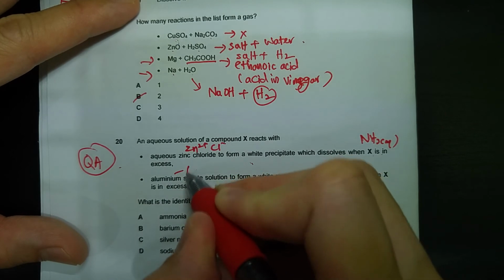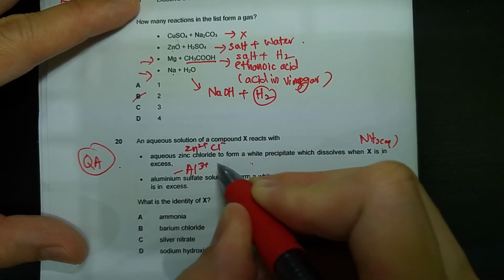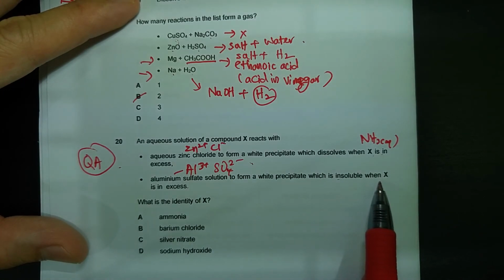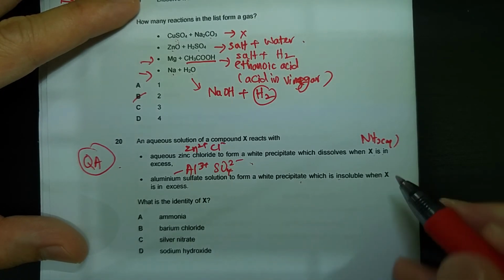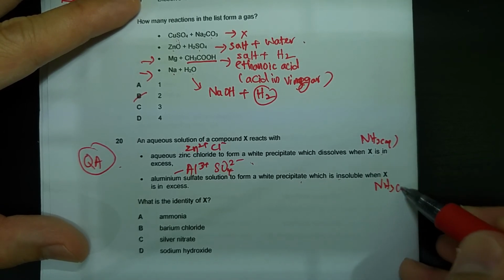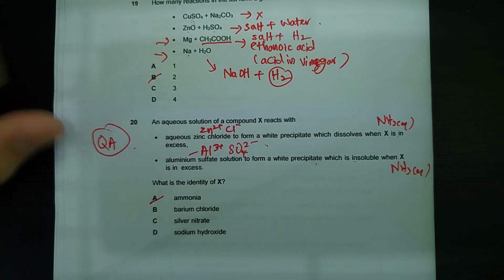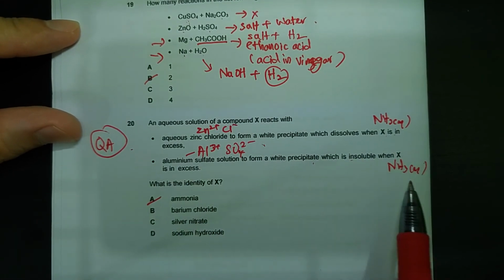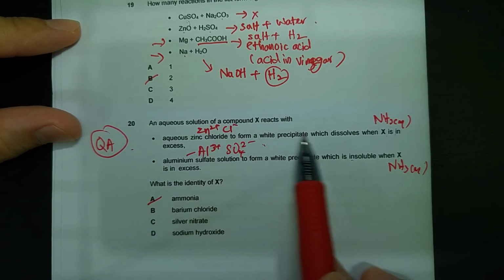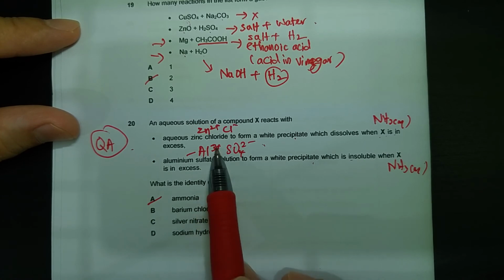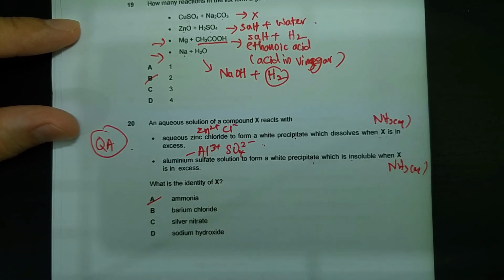This one also, you have aluminium Al3+ and sulfate ion, forming a white precipitate which is insoluble in excess. So your X must be aqueous ammonia. So it is A. Look at your QA, and you will be able to find out that zinc ion forms a white precipitate that dissolves in excess, and aluminium ion forms a white precipitate insoluble in excess.